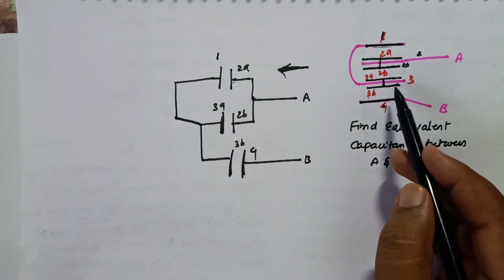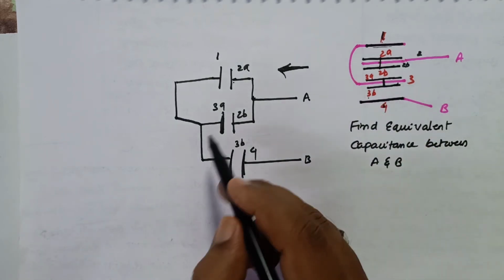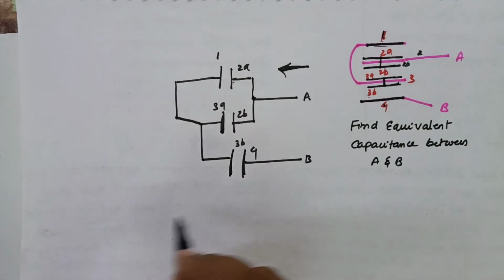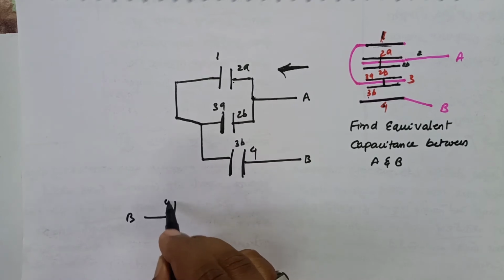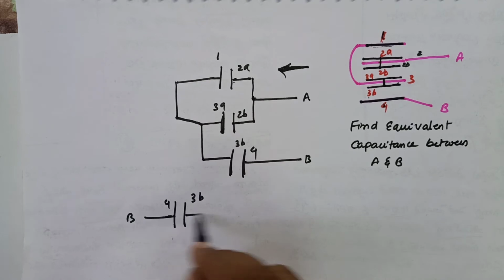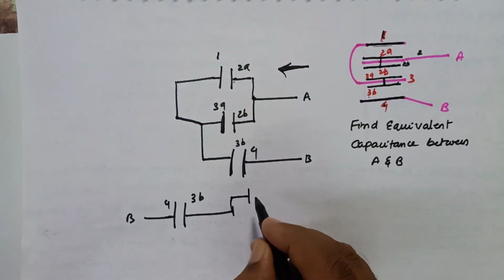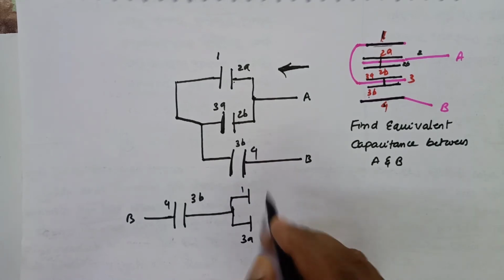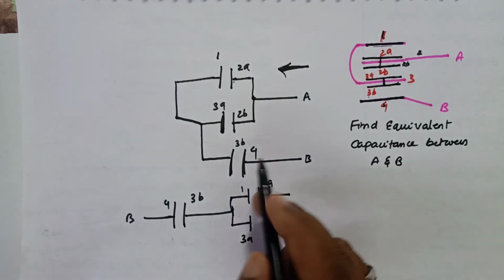Understood? So what is going to happen now? 1 is connected in between 3A and 3B, so I have drawn like this. How can you modify this circuit? You just see here now. You are taking point B at this place. So B is connected to 4 now, and 4 is forming a pair with 3B, and these two are connected in between 3A and 1. This is 1 and this is 3A. 1 is forming a pair with 2A to form a capacitor.